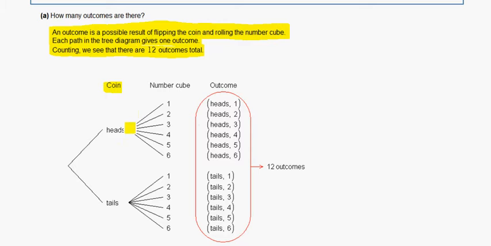The coin, which can be heads or tails, and the number on the cube, which can be 1 through 6, results in an outcome. So one outcome can be heads and one of the numbers. So heads 1, heads 2, 3, 4, 5, and 6. That is 6 possible outcomes, and there are also 6 for tails. So tails plus each of the 6 numbers on the dice. So there are 6 for heads and 6 for tails, which are 12 possible outcomes total.